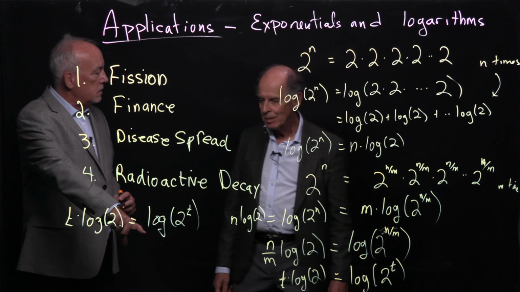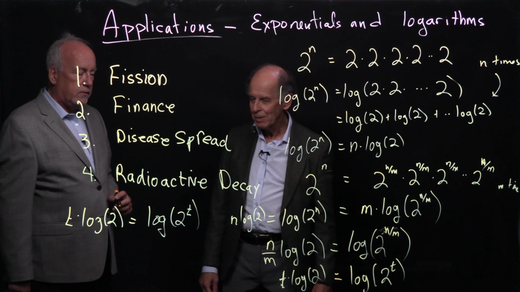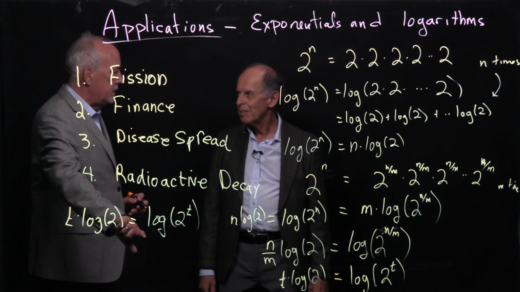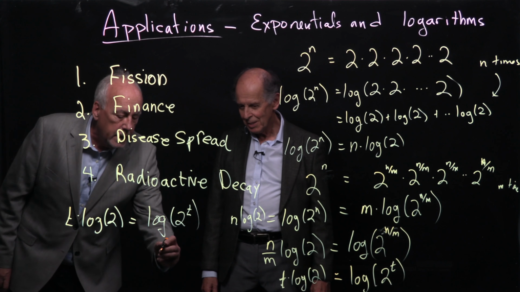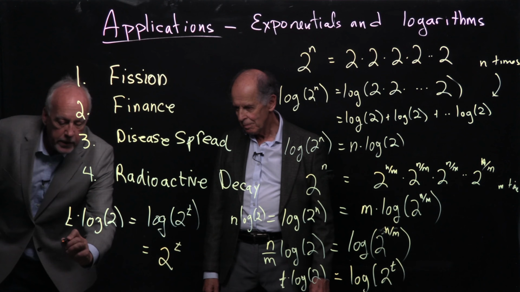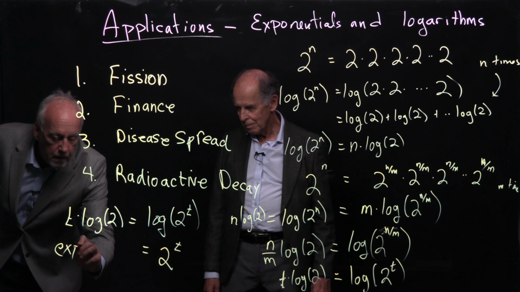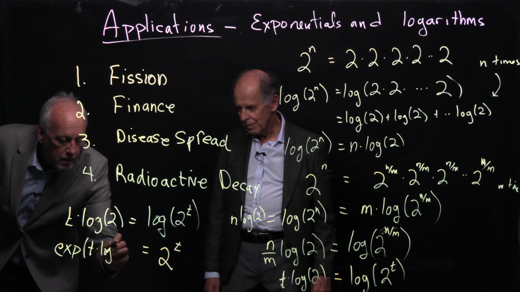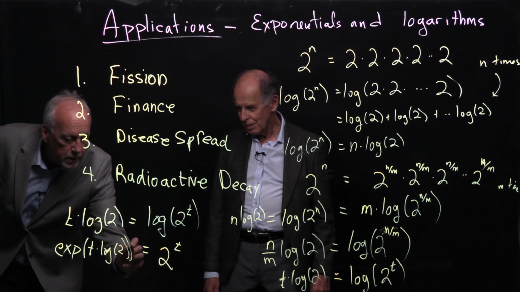So if we look at this, you're reminding me of the exponential function. The exponential function cancels the log. So if I take the exponential of this side, the log goes away, and I get 2 to the t is equal to the exponential of t times the log of 2. Isn't that a nice formula?